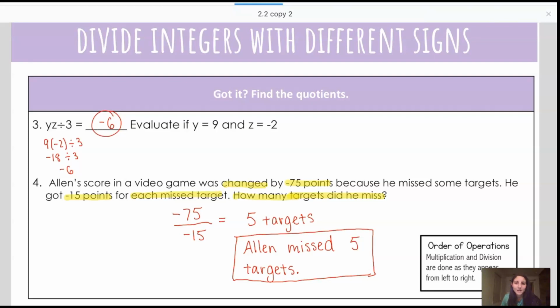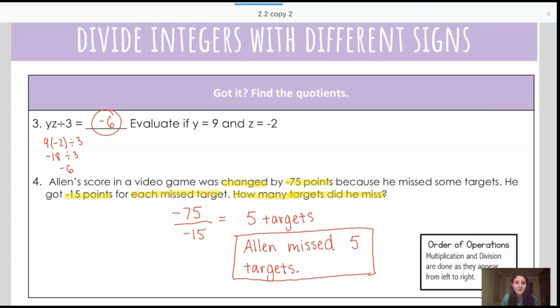And that's all for today. So hopefully you now know how to divide integers. Have a good one.